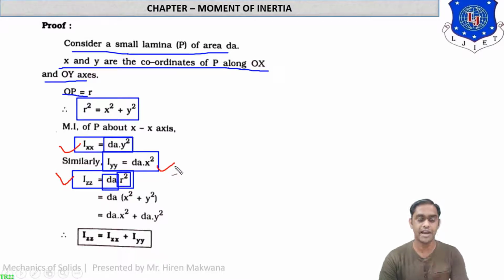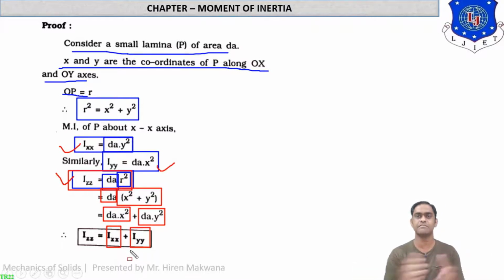Now let us simplify Izz. Izz equal to dA into r square. dA will be as it is. Now as per the earlier calculation, Pythagoras theorem, r square equal to x square plus y square. So it will give you dA into x square and dA into y square. Now the first term will give you Ixx and the second term will give you Iyy. So this is the very simple proof of the perpendicular axis theorem: Izz equal to Ixx plus Iyy. So these are the two very important theorems, the parallel axis theorem and the perpendicular axis theorem.